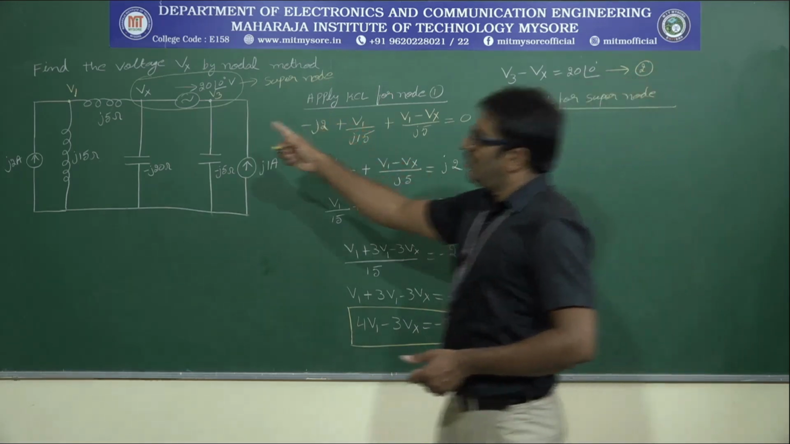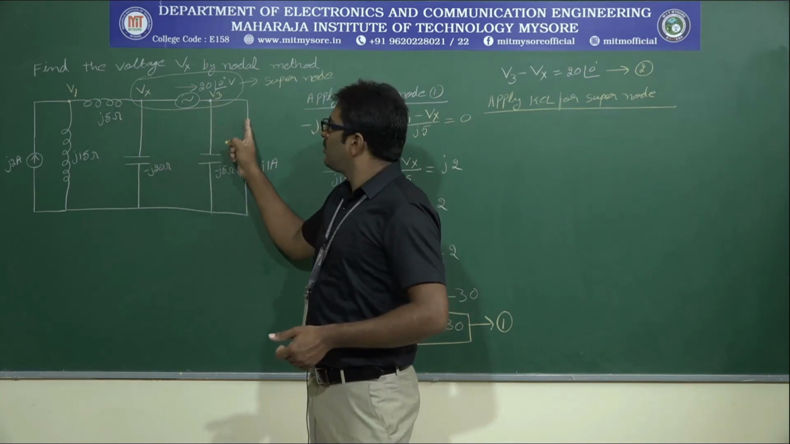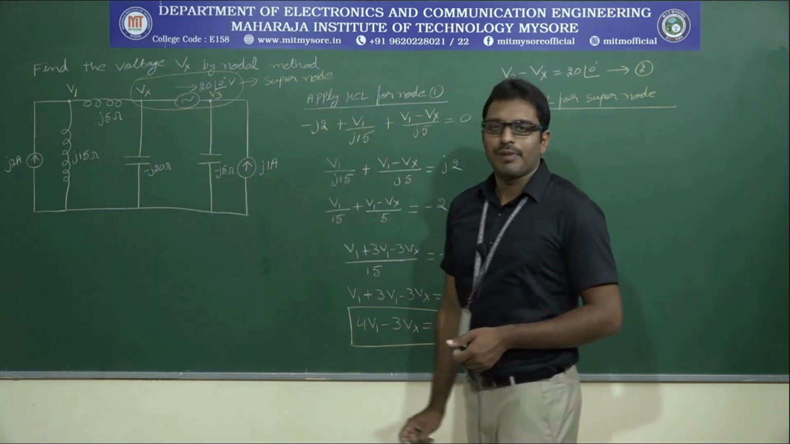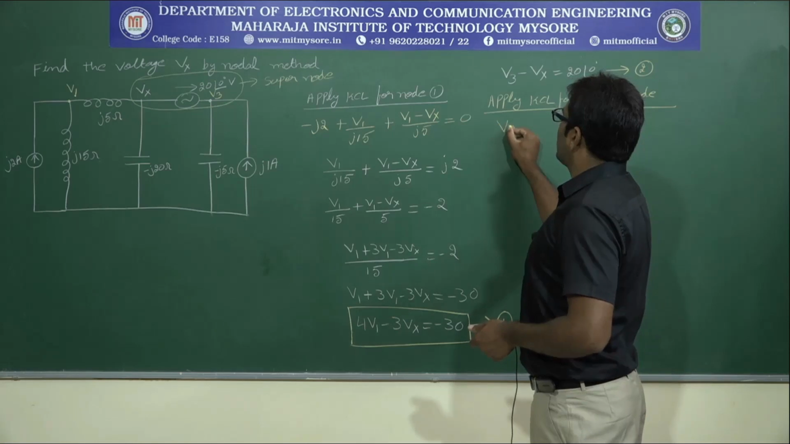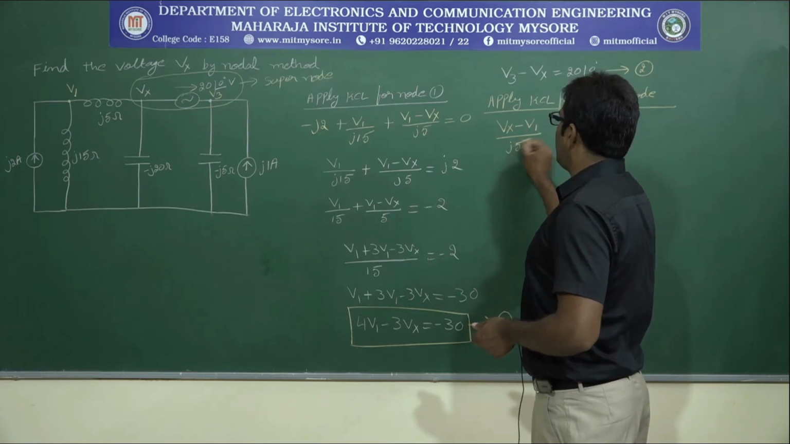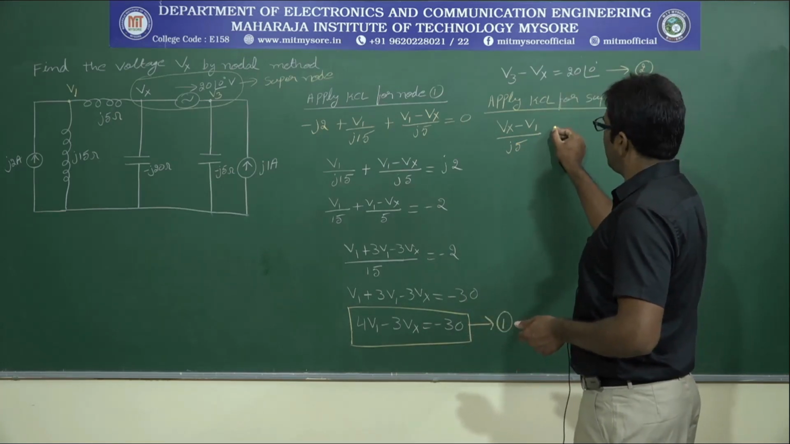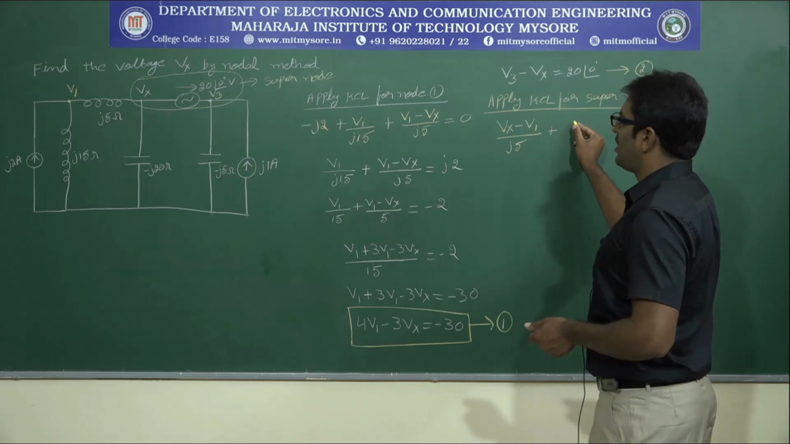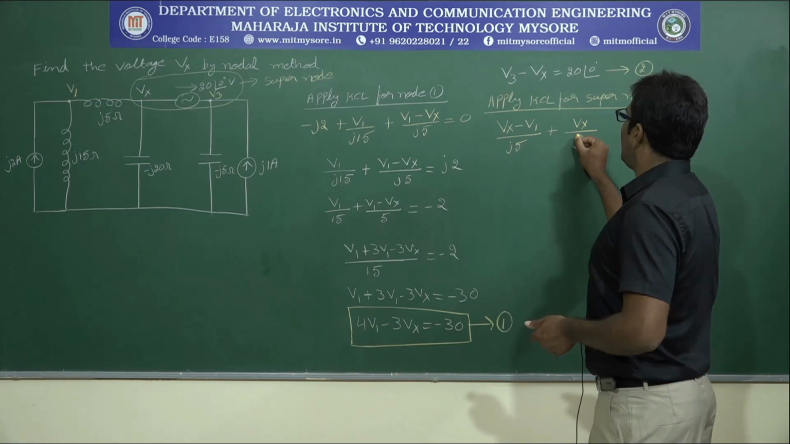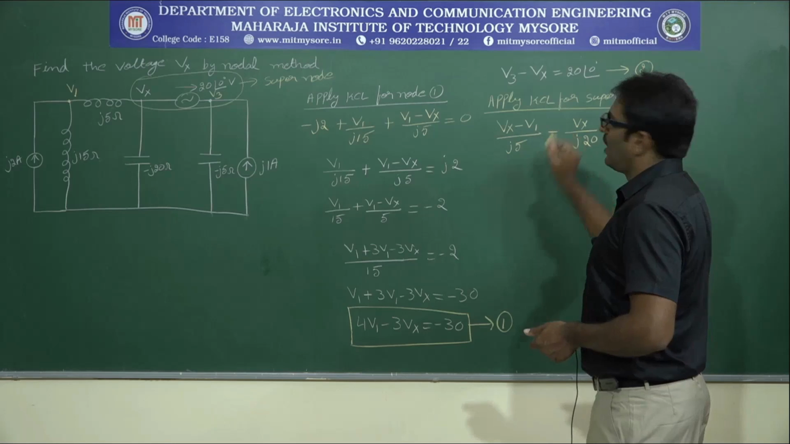First, Vx consists of two branches and V3 consists of two branches. By combining these two nodes, how many branches are there in total? 4 branches. First, (Vx minus V1) divided by j5, plus Vx divided by minus j20, that minus you can write here.